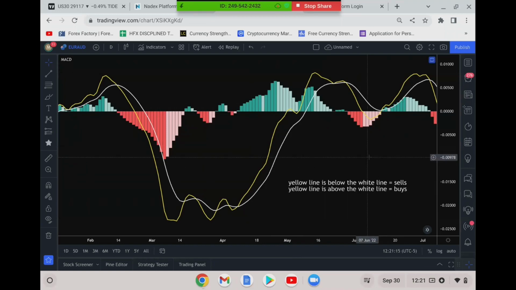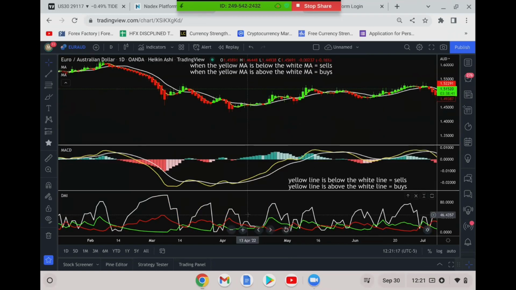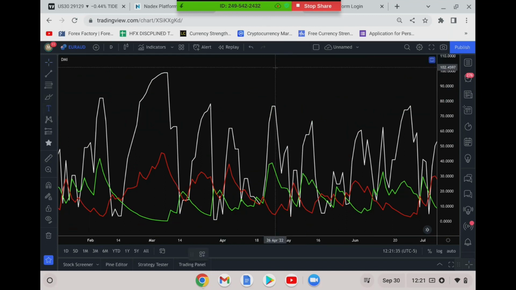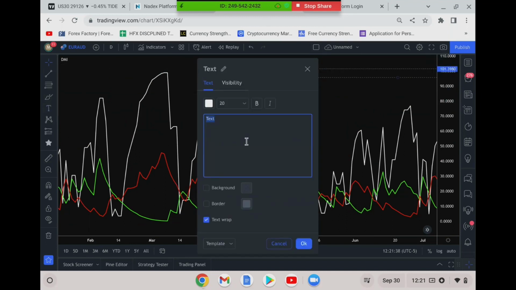Last but not least, let's take a look at the entry parameters for our DMI. So for the DMI, what you want to see for a buy is the green above the red. That's going to be a signal for a buy. And if you see the red above the green, that is going to be a signal for a sell. When it comes to the white line or the ADX, it needs to be 25 or above for the trade to be valid, okay?